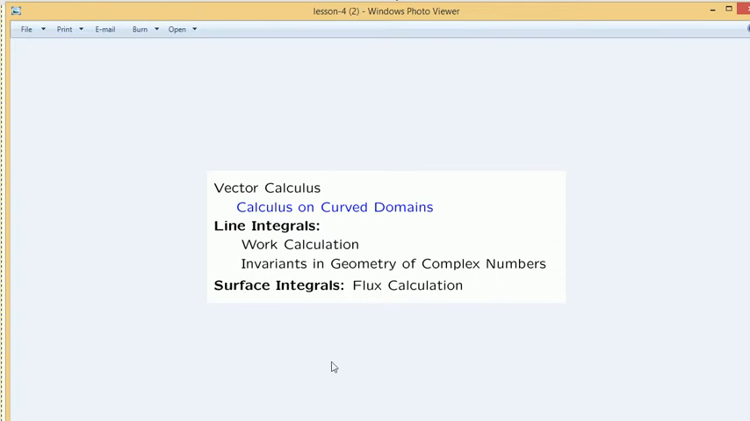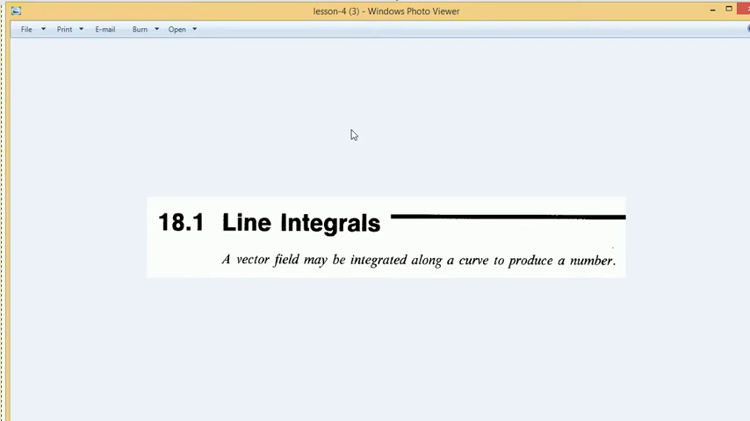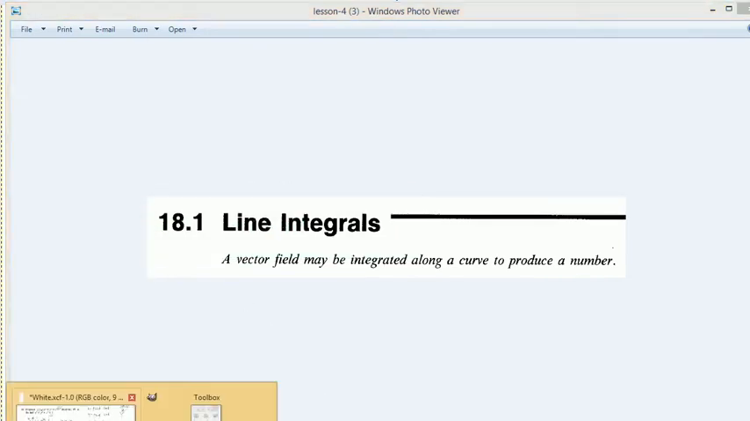And surface integral is called flux calculation. I'm not going to attempt to explain flux calculation right now. When we enter that, it's better. But these are the two things we need to conquer: line integrals and surface integrals. Let me at least copy the title there.